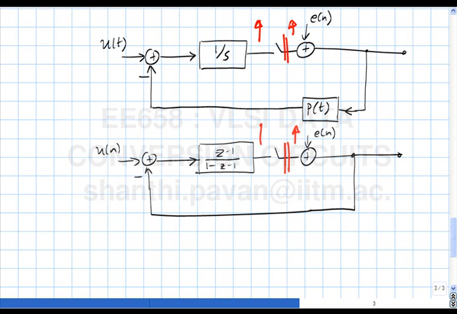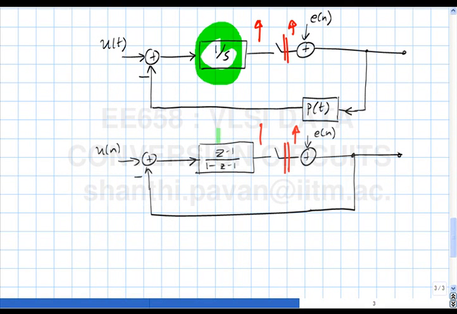So, if the NTFs of both these loops are identical, then if I break the loop right after the sampler there and apply a discrete time impulse, what comes back after the sampler must be the same as what you would get in the discrete time case. Does that make sense?